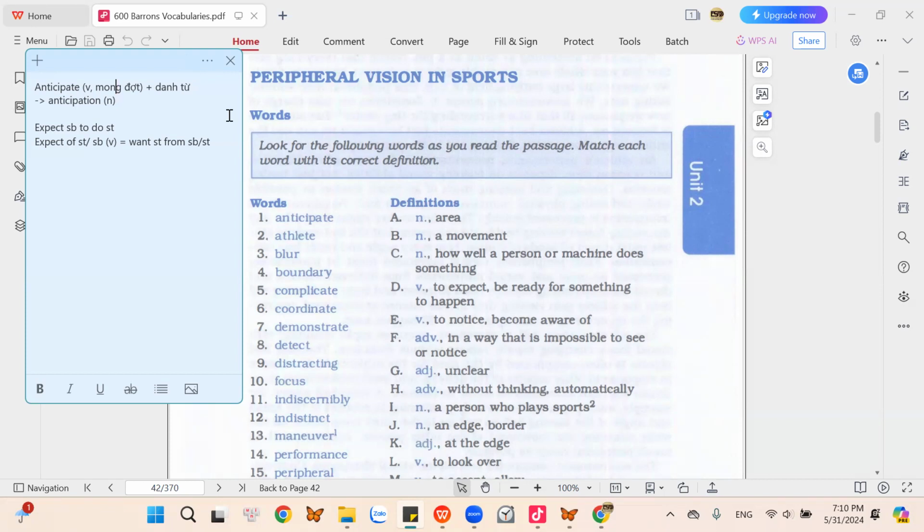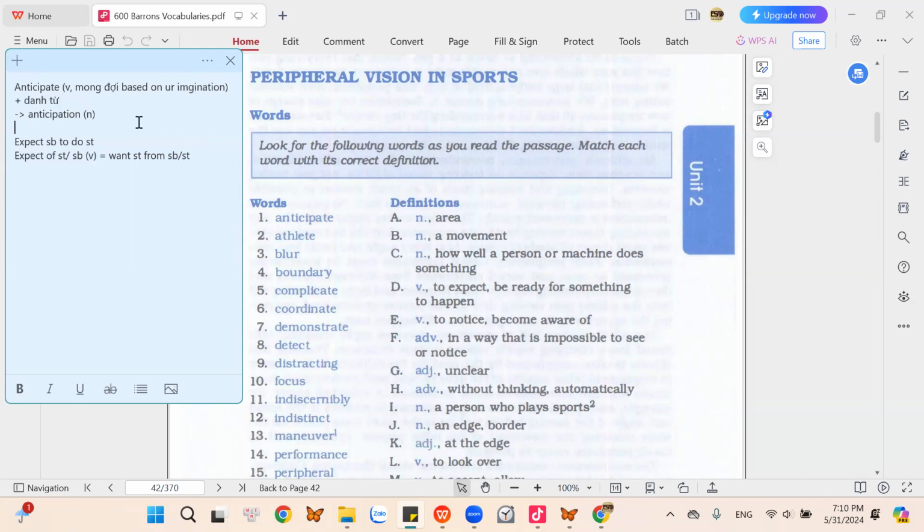But in Vietnamese, they said that anticipate is the same as expect, but that is not the same. You anticipate something, it means you expect something based on your imagination. Based on your imagination. Imagination, that is anticipate.